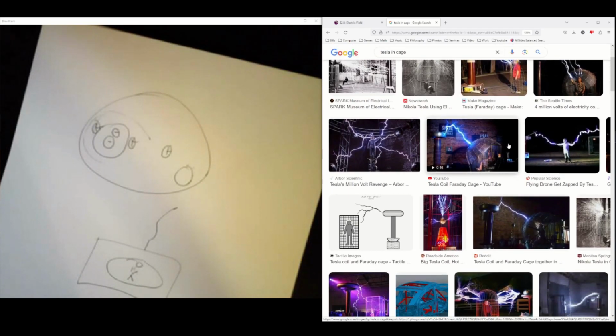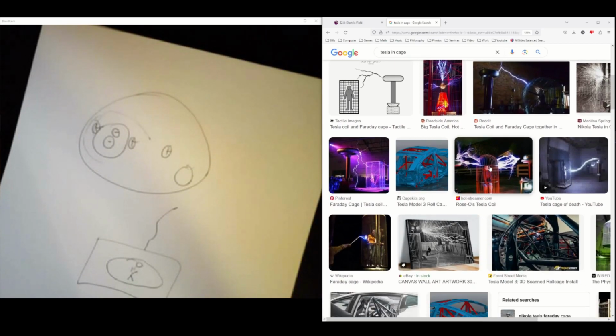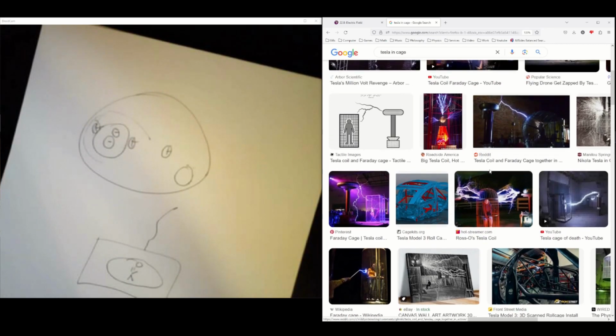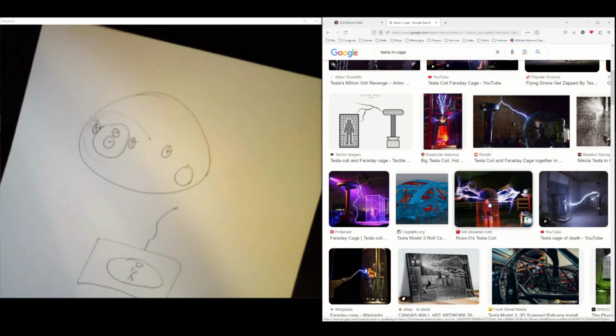Just other pictures here of people in a Faraday cage. Here's another person standing in a Faraday cage as the lightning strikes the cage. And again, what is happening here is this cage is metal. Metal is a conductor, and this person is, in a sense, standing inside the conductor. And inside the conductor, there's no electric field. And that's how people can safely stand.